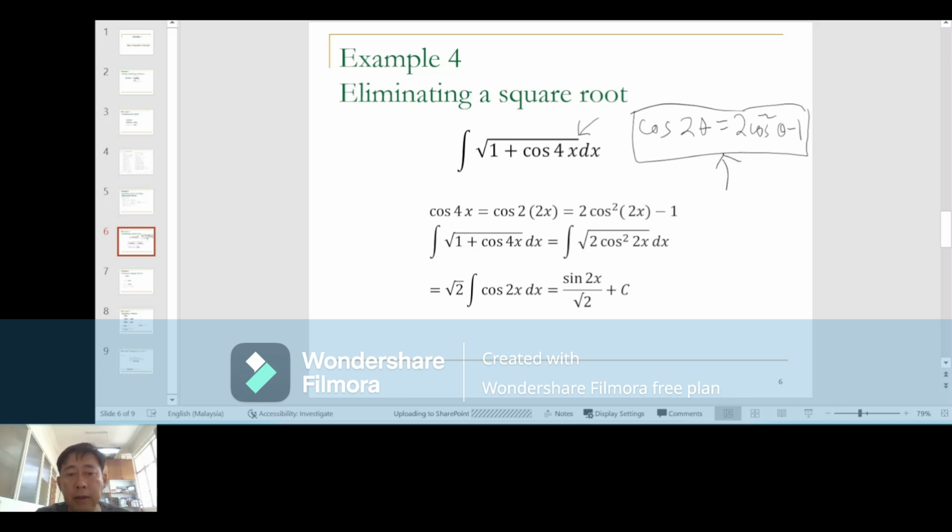Using this identity, we can then cast 1 plus cos 4x in terms of 2 times cos square of 2x. Then the integrand that is expressed originally in the form of a square root can now become an integration that involves only cos of 2x. So here you transform the integration that involves the square root of 1 plus cos 4x into a term that involves only cos 2x without the square root. Then the integration involving cos 2x can be straightforwardly obtained.